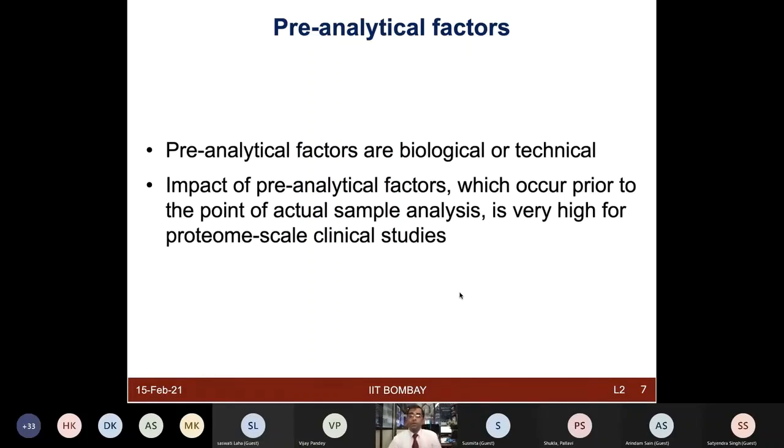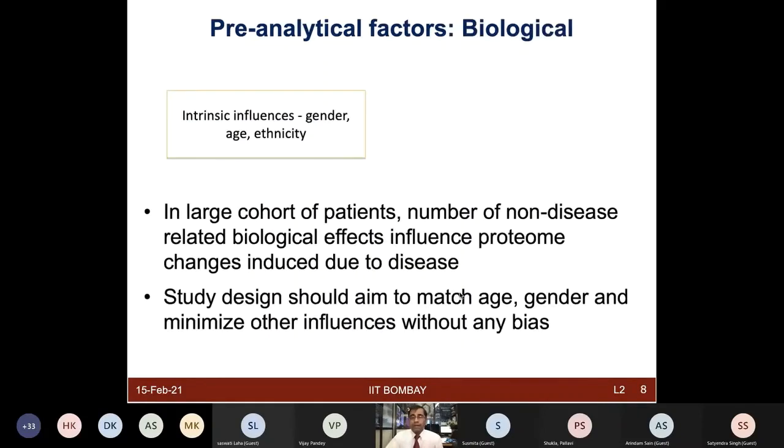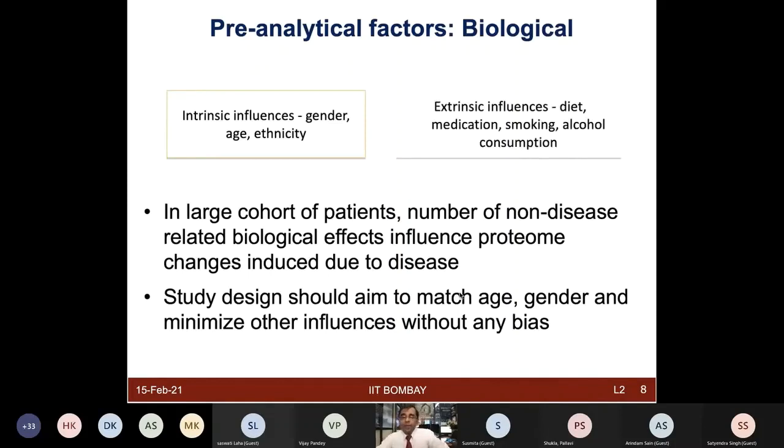Even before you start your project, you are going to collect many samples, and the samples are going to have the challenges of how best they were collected and how best they were stored. So there are too many factors to think about in this aspect. And there are, of course, many factors over which we have no control, like intrinsic influences of gender, age, ethnicity, etc. And extrinsic influences also, like your participants who are going to be enrolled in the study: what type of diet they have, what medication they take, what their smoking or non-smoking behavior is, and alcohol consumption behavior.